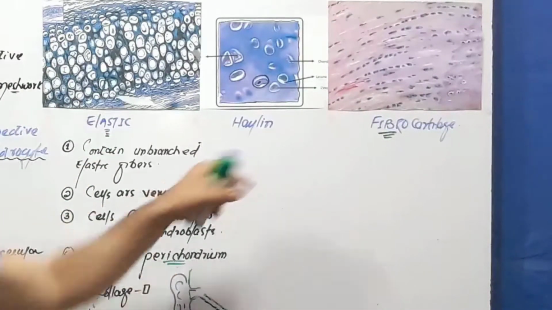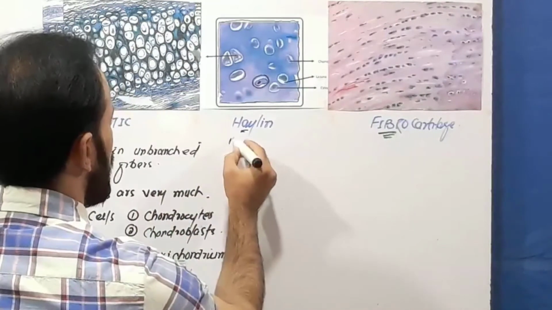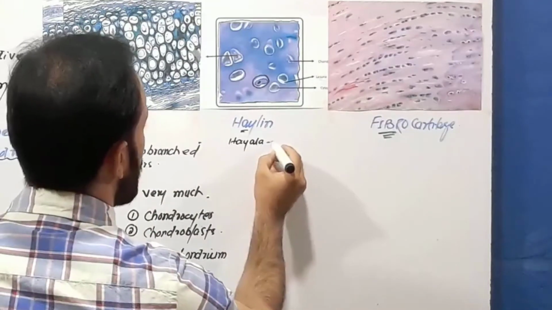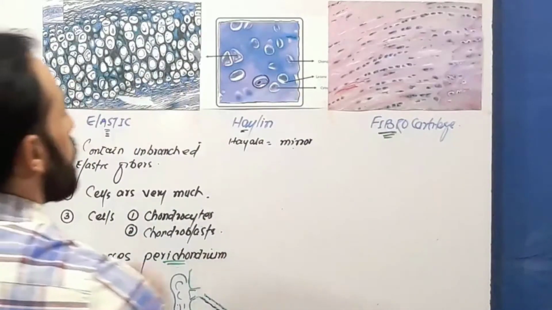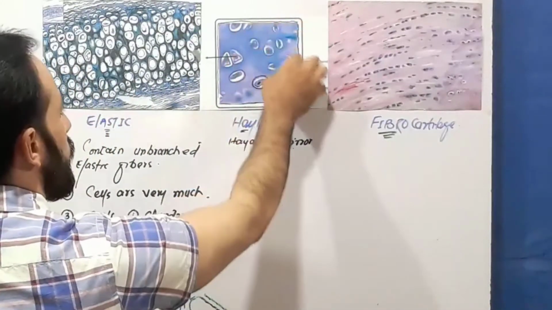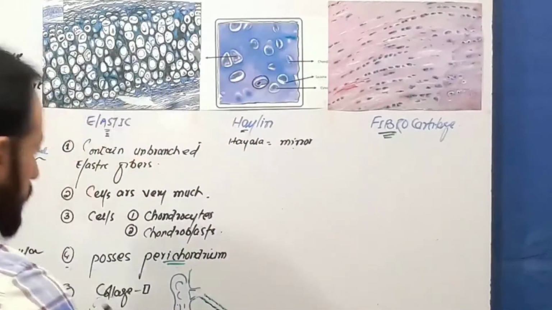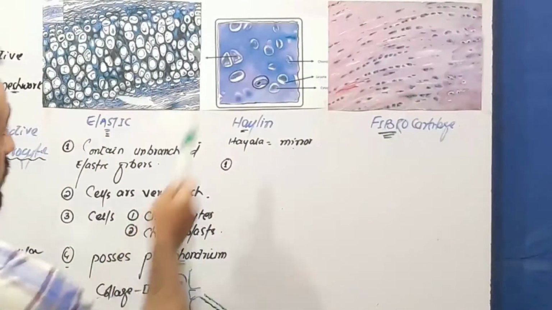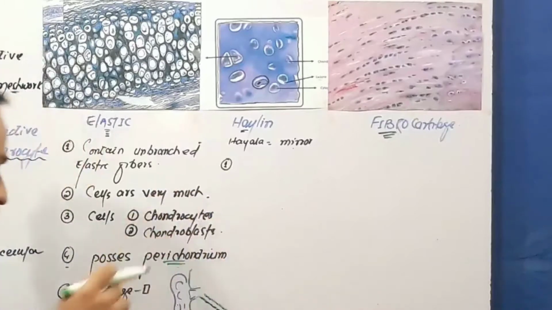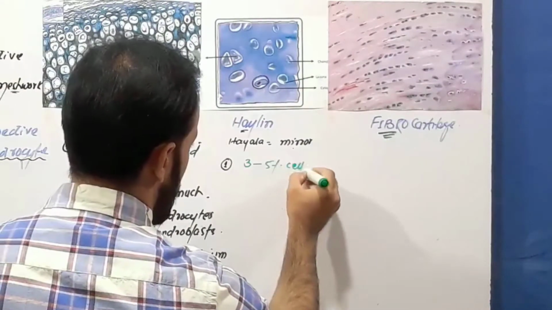Now let us go towards hyaline cartilage. Hyaline cartilage is called hyaline because hyala means mirror. So it's a little bit shiny in nature because of the much amount of water in the extracellular matrix of this cartilage. That's why they call it hyaline, clear. The first important point about hyaline cartilage is that it contains 3 to 5% cells, very less.